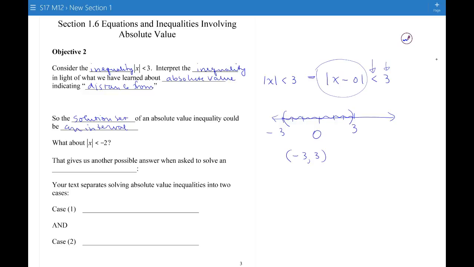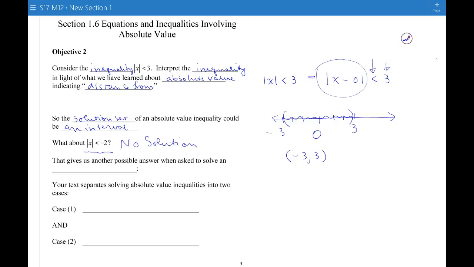So let's think about, what about the absolute value of x is smaller than negative 2? Let's start back in the previous page where we said the absolute value of x, could it be equal to negative 2? No possible way, because it's never negative. Zero's the smallest it can get. So there's no way the absolute value of x could ever be smaller than negative 2. So again, there's no solution to this absolute value.